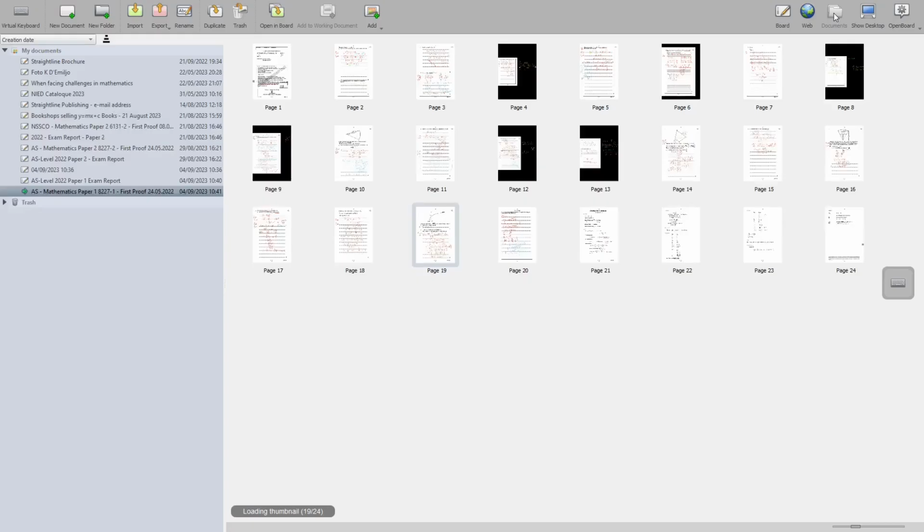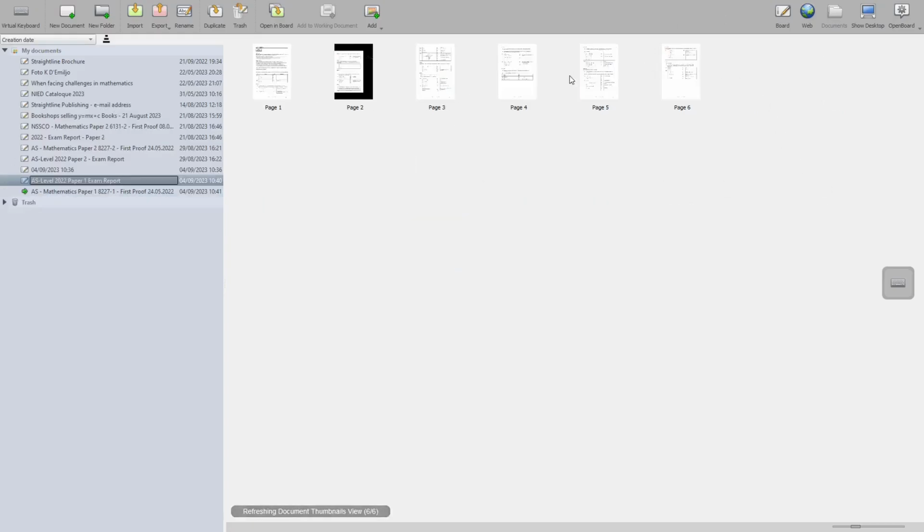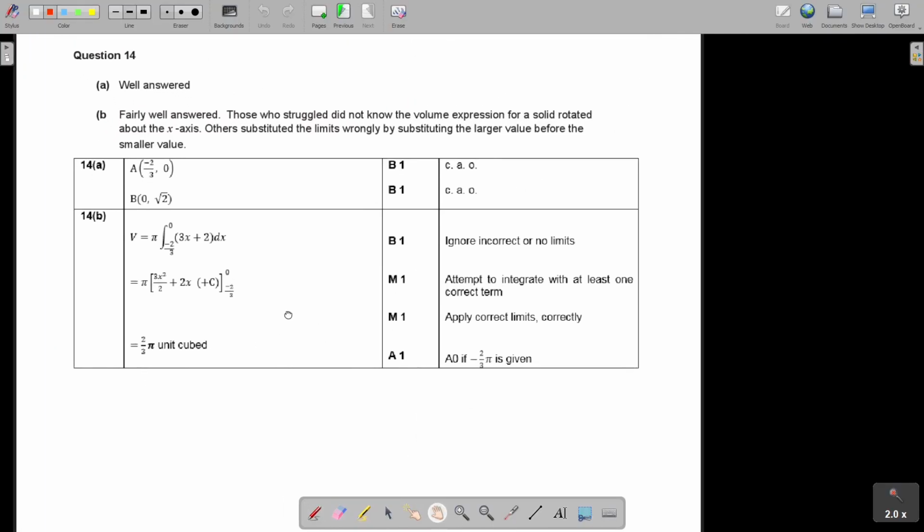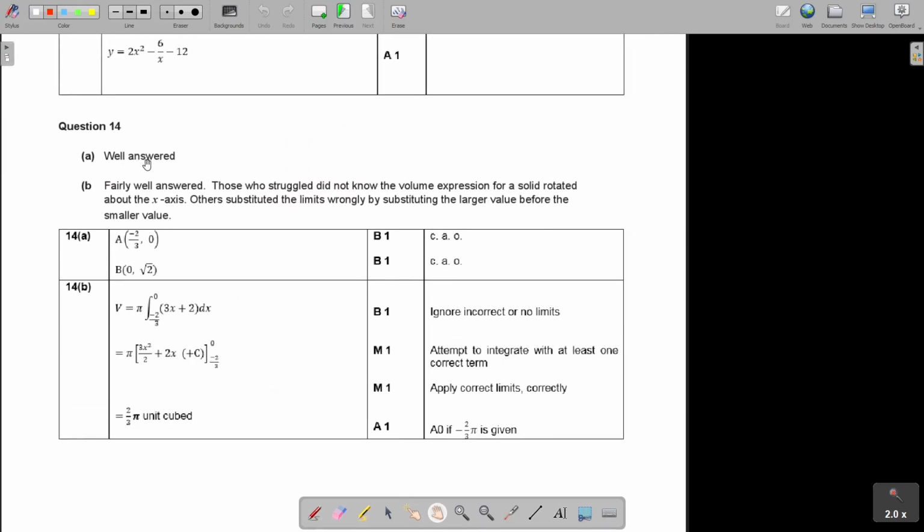Let's just check the exam report, and then we're done. Okay, so if I look at this, it's basically just saying that was fairly well answered. Those who struggled did not know the volume expression for a solid rotated about the x-axis. Others substituted the limits wrongly by substituting the larger value before the smaller. No, it's always that you first substitute the top and then the bottom. It's very important, especially with the signs. So make sure that you do that correctly.